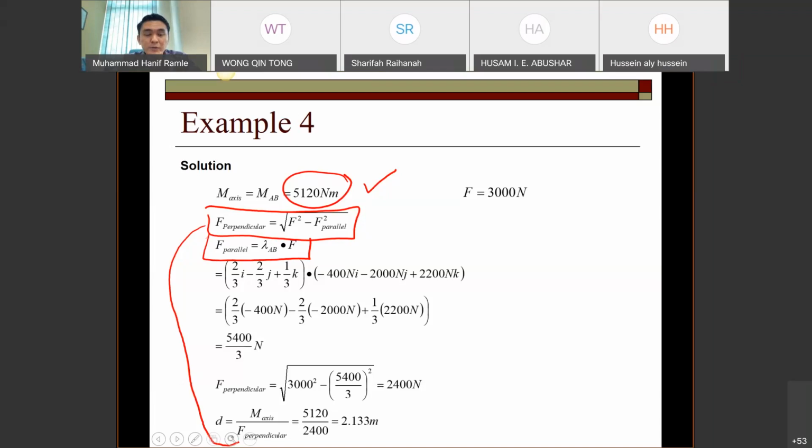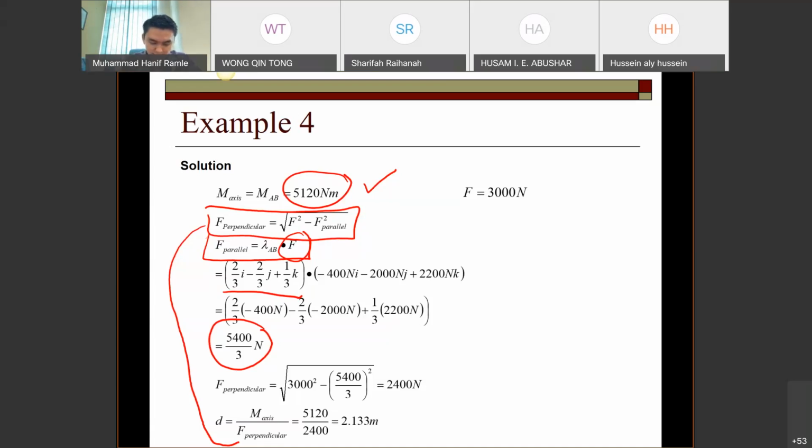And the equation for the F parallel is equal to lambda AB dot F. Lambda AB is already known from the previous example as well, and F is already known from the previous example. Just substitute into the equation of F parallel, then you will get the value of F parallel in scalar product.